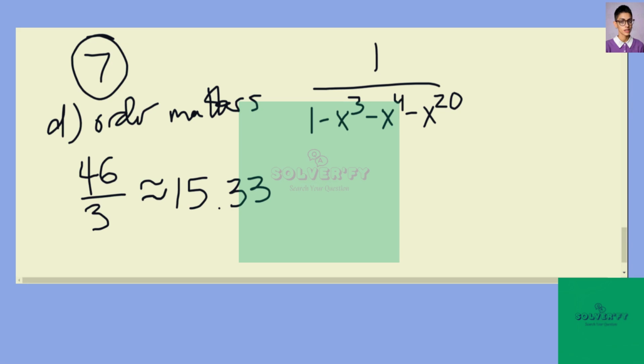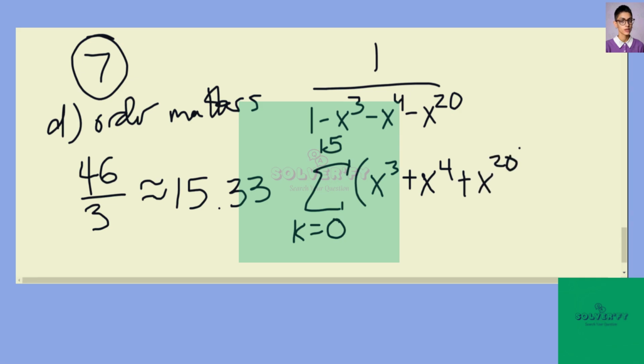So we want to expand the sum from k equals 0 to the 15th term of x cubed plus x to the 4th plus x to the 20th to the k. And here we want to use a computer algebra system. Using our computer algebra system, we find that the coefficient of x to the 46th is 3,240.